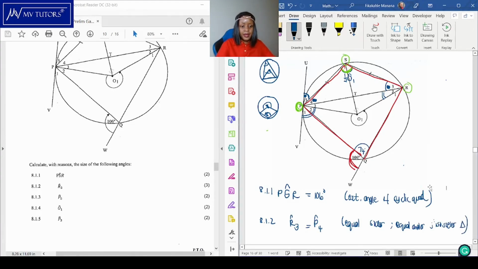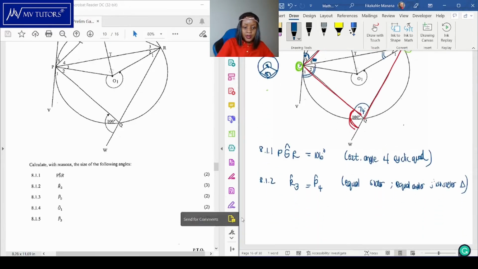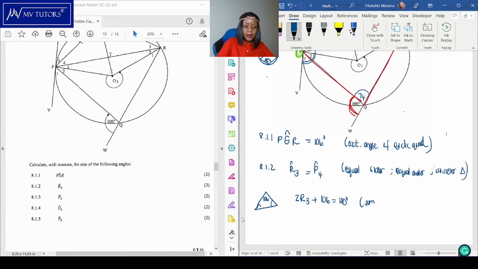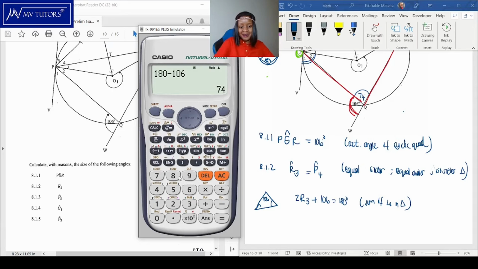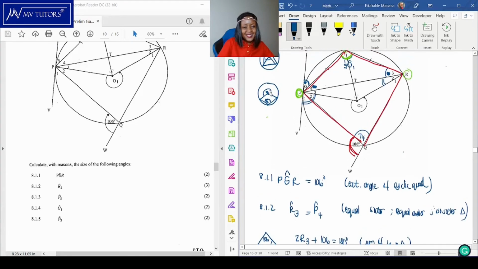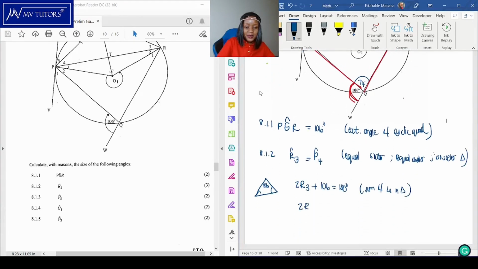Okay, so we know that in our triangle we already have 106, right? So we need to know what those 2 angles are. So basically, if I'm looking for R3, because R3 is equal to P4, I'm just going to say 2 times R3 plus 106 is equal to 180 degrees, and that is due to sum of angles in a triangle. All right, so let us get what R3 is. So 180 minus 106, I did work it out, it's 74. Okay, so we have 2R3 is equal to 74.